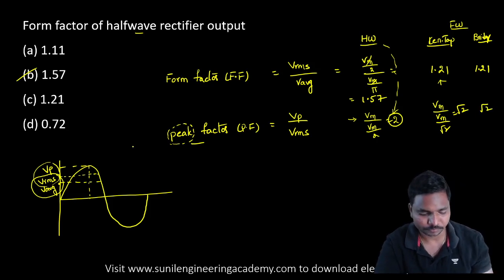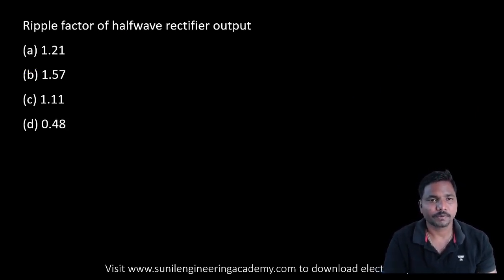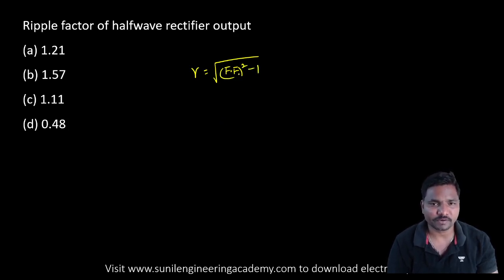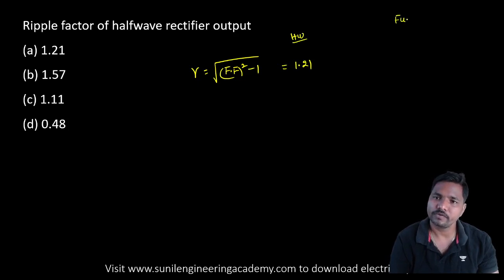Coming to the next question. The ripple factor of half wave rectifier output is dash. Ripple factor is denoted by gamma, that is root of form factor square minus 1. Form factor is 1.57 now, so root of 1.57 squared minus 1 gives a ripple factor of 1.21. This is for half wave, and for full wave, center tap and bridge, it is 0.48. So here it is 1.21, so the answer is the corresponding option.